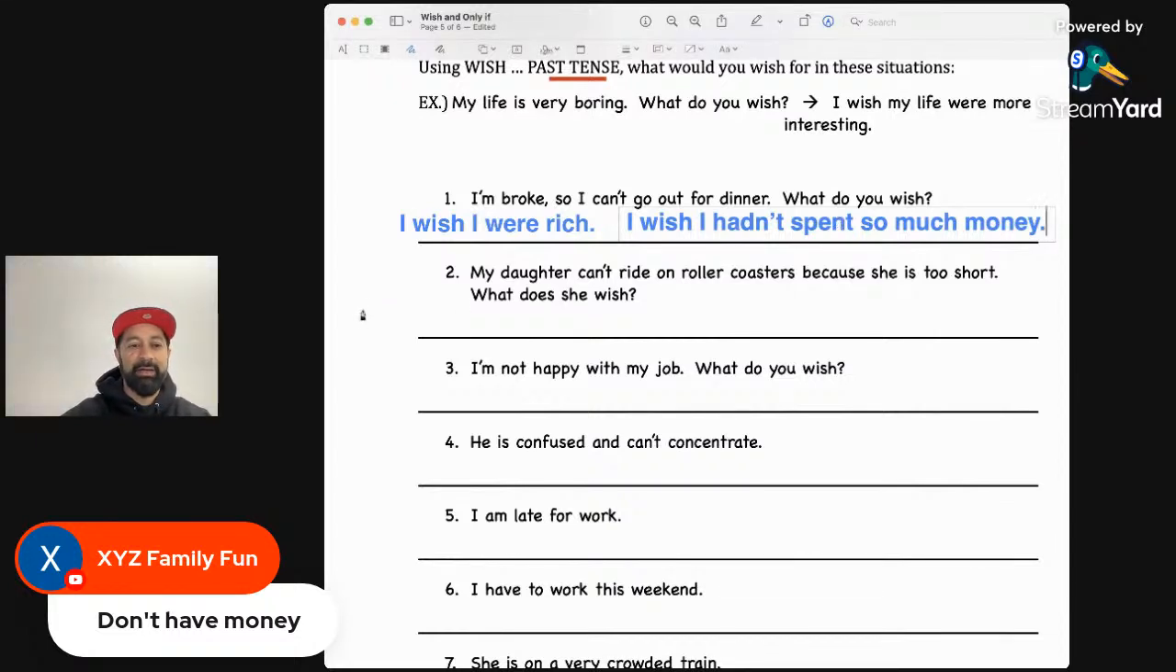Okay, let's try number 2 together. All right, let's say we're talking about your daughter. Your daughter can't ride on roller coasters because she's too short. She's too short. What does she wish? What does she wish?